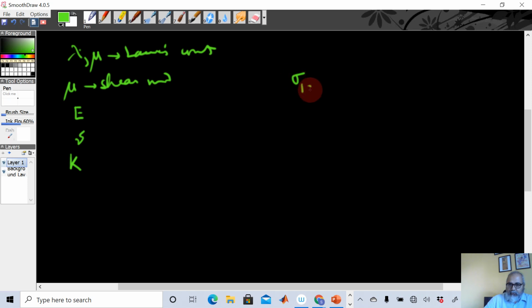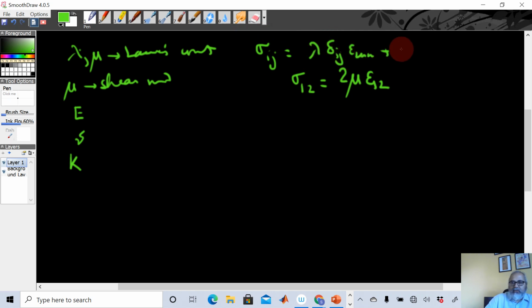let's say sigma 12, we have sigma 12 equal to 2 mu times epsilon 12. So we start with the stress-strain relation: sigma ij is equal to lambda delta ij epsilon mm plus 2 mu epsilon ij. If we put sigma 12, then the first term goes to 0 and you are left with epsilon 12 times 2 mu.